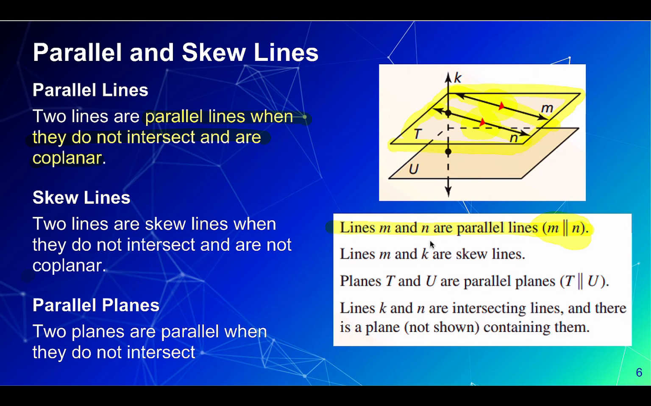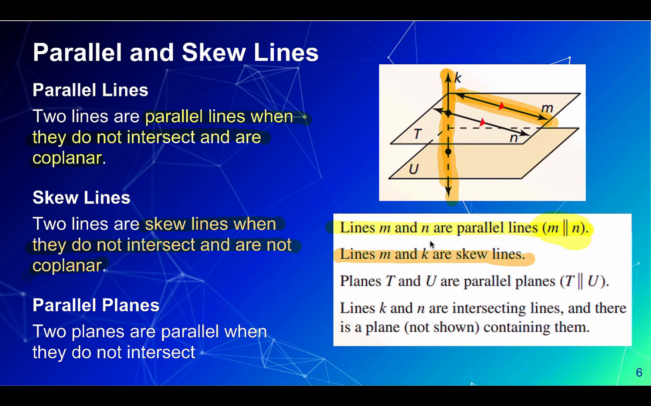Two lines are skew when they do not intersect and are not coplanar. So for example, M and K, they are not on the same plane. M goes behind K and will never touch it. But because they are not on the same plane, they are not parallel.